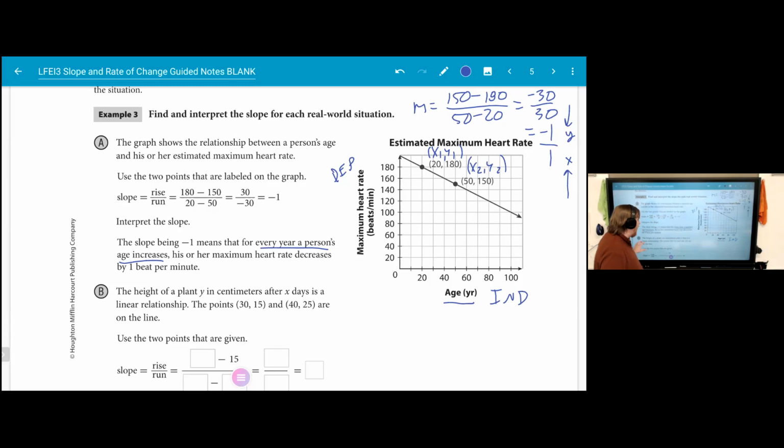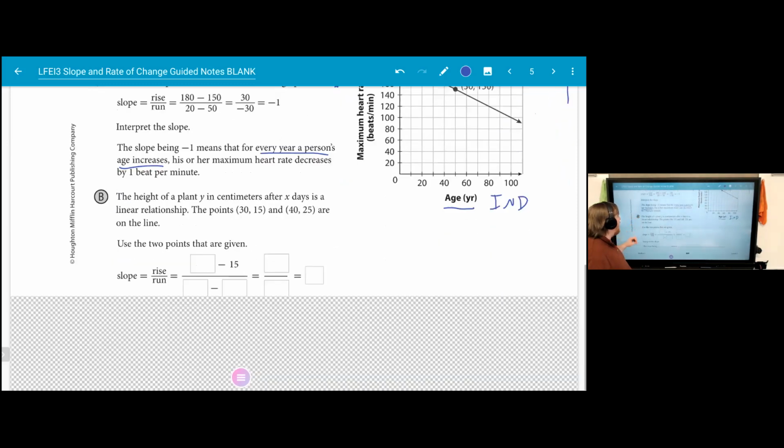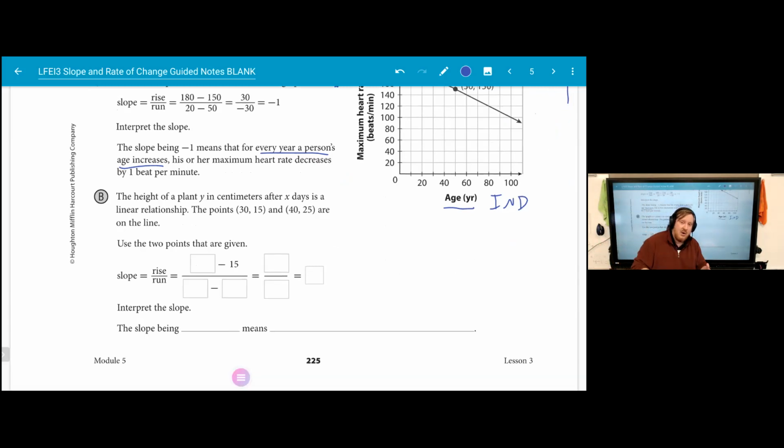Let's go ahead and look at another example. The height of a plant y in centimeters after x days. In other words, if I change a day, what happens to the height? The points are 30, 15, and 40, 25. I'm going to go ahead and do my own. Treat this as x1, y1, and x2, y2.